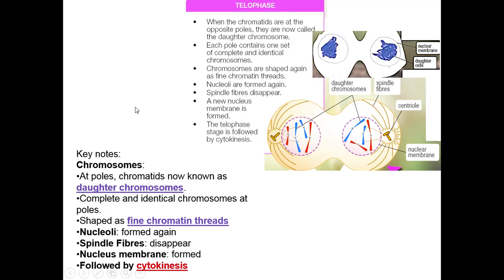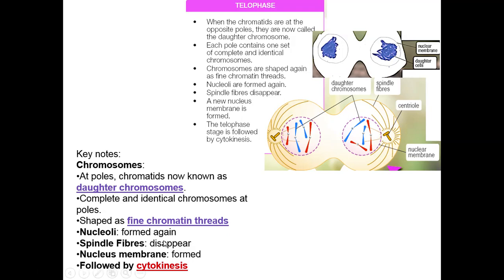Next, we are going to discuss telophase, which is the last phase in mitosis. What happens to the chromosome? At the poles, the chromatid is known as the daughter chromosome. So at this time, we call it the daughter chromosome. We don't call it chromatin yet. Then there are complete and identical chromosomes at the poles, in the shape of fine chromatin threads. Okay, this is at the end of telophase, because when telophase finishes, it will go back to interphase, which is the new cell cycle. So it starts to become fine chromatin again.